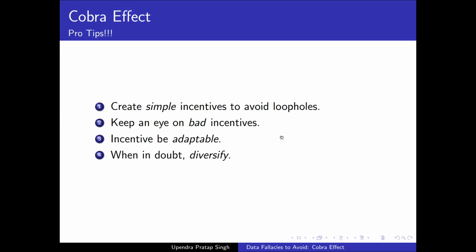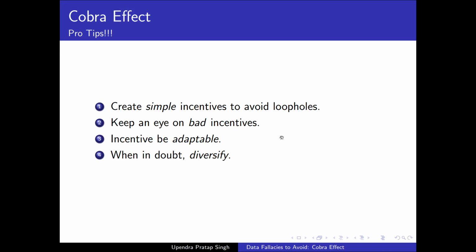For example, when the model is deployed in real time, more and more data will be collected, and chances are that after a fixed duration of time, that particular model will also be retrained and then used again. In those kinds of situations, because there are good amount of changes taking place in the model, obviously the incentive that is governing the performance of that particular model must also be adaptable. And in case you have any doubts, you must always diversify. That means you must always have more than one metric to figure out the performance of the model in real time.